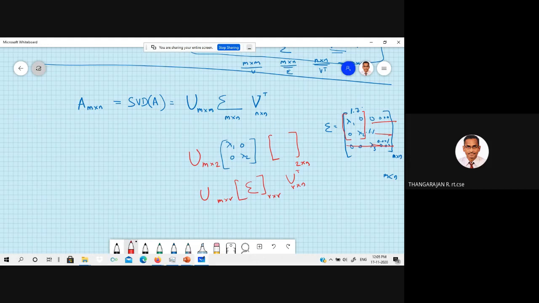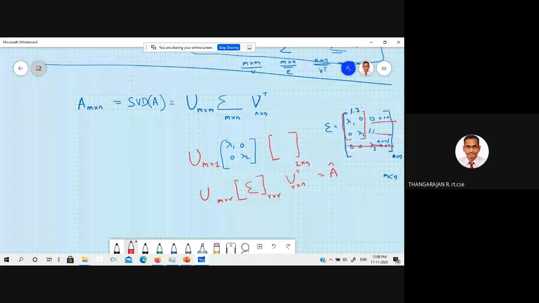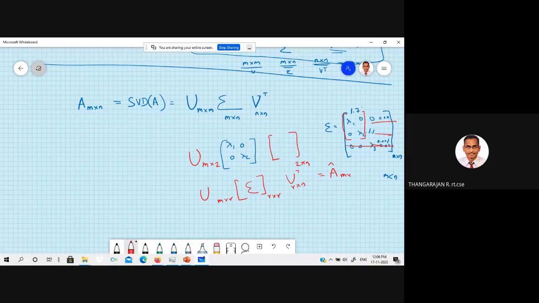So finally, my matrix will be A cap. This A cap will be M, the RR will go away, and finally my matrix will be M cross N only. I will have an M cross N matrix only. A cap will be M cross N, whereas A is M cross N. But what I am doing is taking only a rank R approximation. This is called rank R approximation.